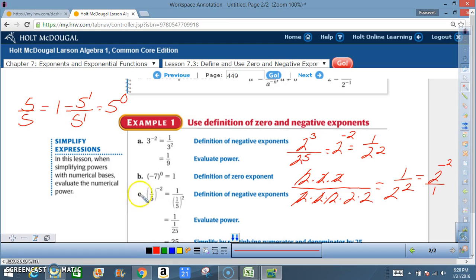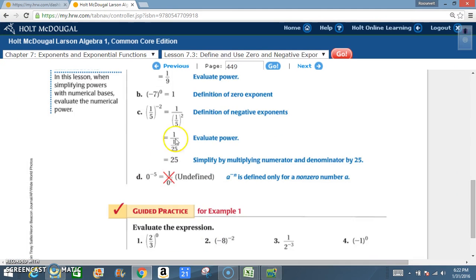So now looking at example 1c, I have 1 over 5 to the negative 2. I know I can rewrite that as 1 over 1 fifth to the positive 2. So as soon as I see that negative, I know it's going to go down and be positive. So this and this are similar, same steps. Okay, so now from there, I don't get confused. So I have 1 over 1 fifth squared.